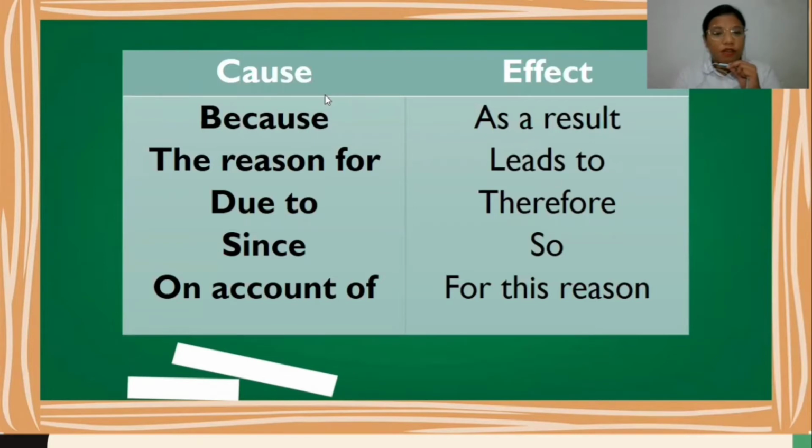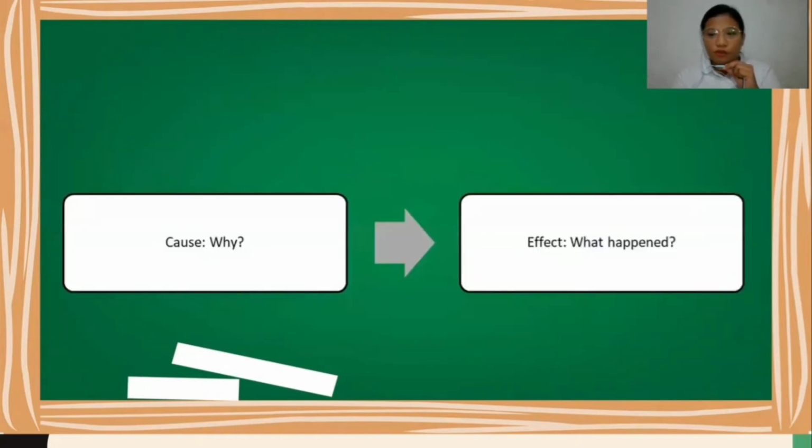There are also signal words we can use or we can see in a text. For cause, the signal words are because, the reason for, due to, since, on account of. For the effect, the signal words are as a result, leads to, therefore, so, for this reason. So if we are going to see these signal words, that will make our lives easier to identify which is cause and effect. We could also use this chart in identifying cause and effect.